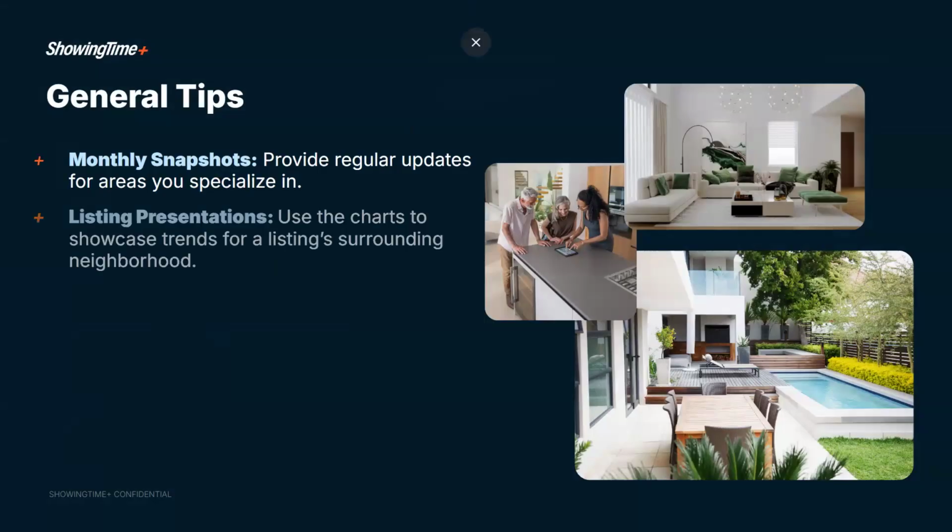Listing presentations are a really popular way that people integrate InfoSparks charts. InfoSparks is going to provide you a visual proof. You can zoom in onto the listing's surrounding neighborhood and show exactly how prices and days on market and inventory have been trending, which helps you anchor your recommended list price in real local data instead of just an opinion.